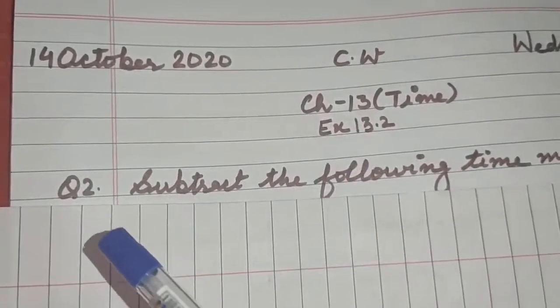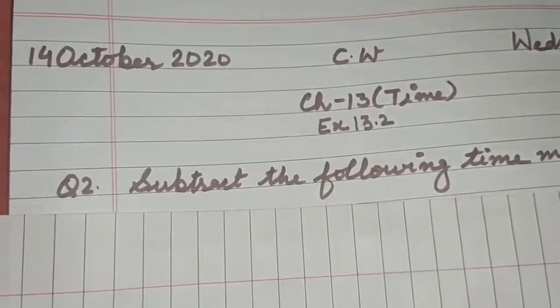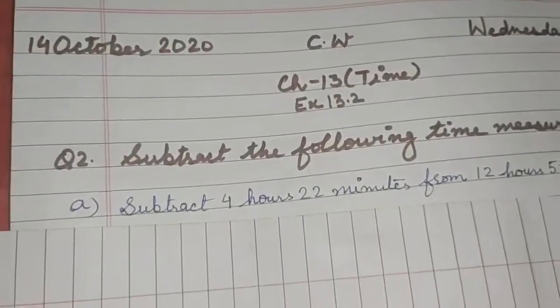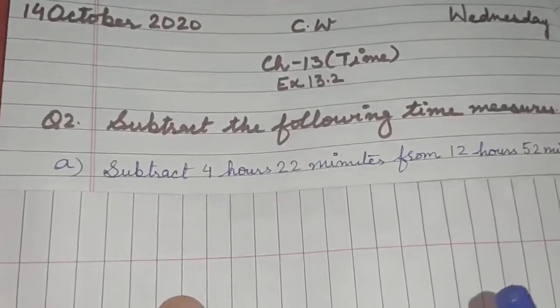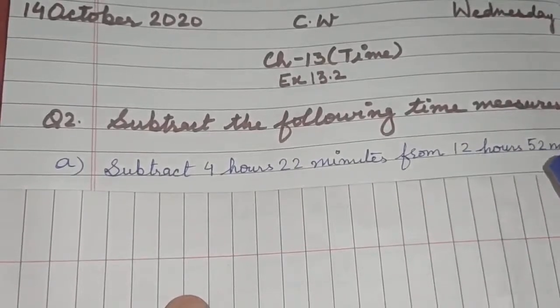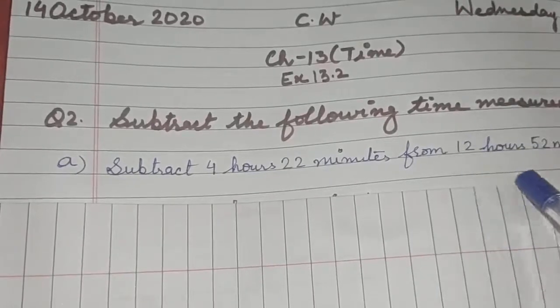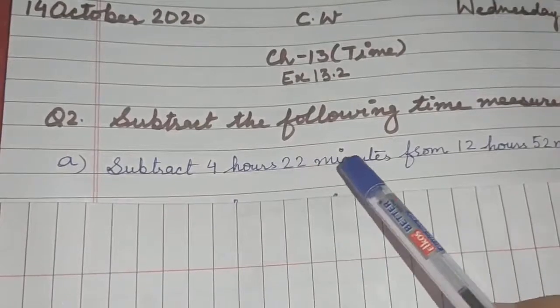So what is given in the second question? We have to subtract the following time measures. What is given in question number two, A part? We have to subtract 4 hours 22 minutes from 12 hours 52 minutes. So this 12 hours 52 minutes is greater than 4 hours 22 minutes.